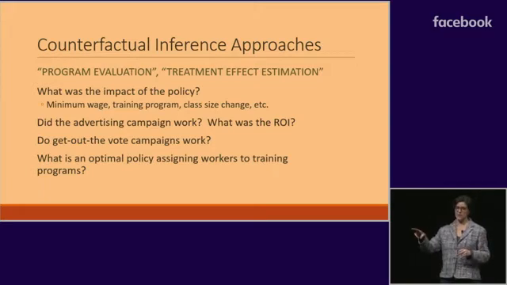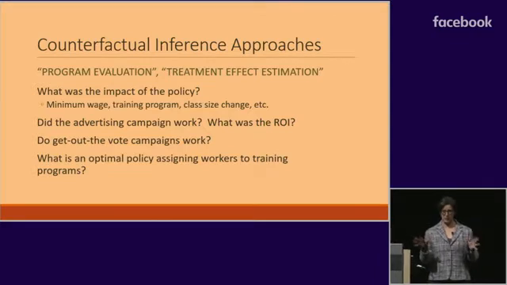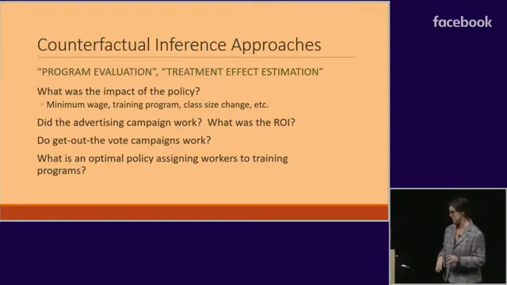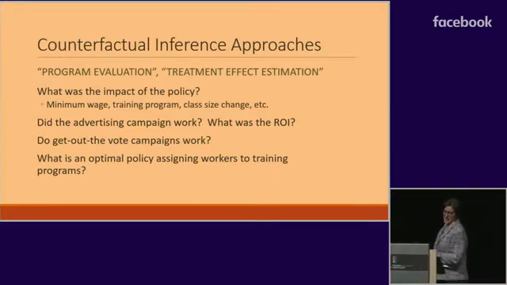There was a famous study where they sent people letters, and your voting record in the US is public, so they sent people letters saying, we're going to tell your neighbors whether or not you voted. And they compared the effectiveness of that to other types of messages and found that telling people they were going to tell their neighbors whether or not they voted was a very effective way to get people to vote. And so we would want to estimate, first of all, do these campaigns work?